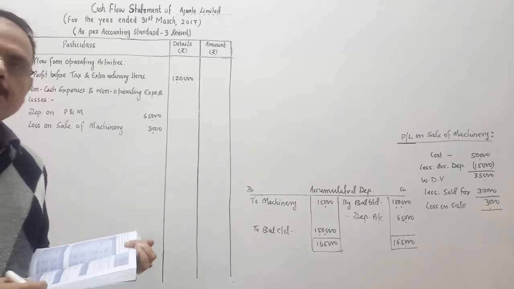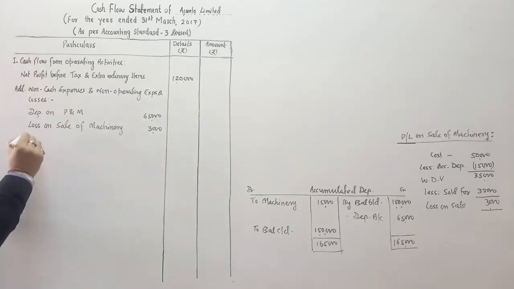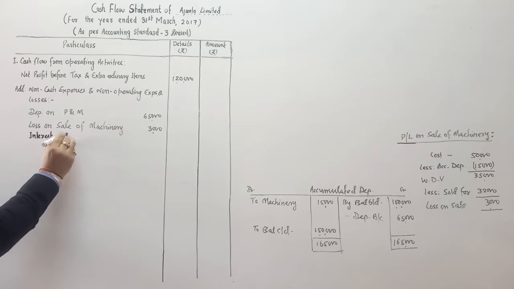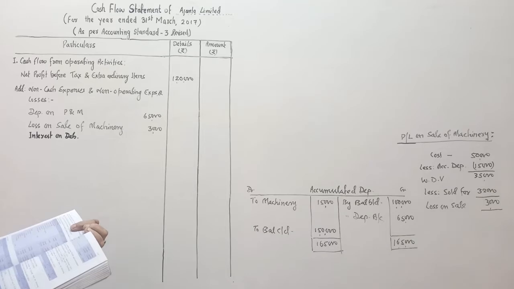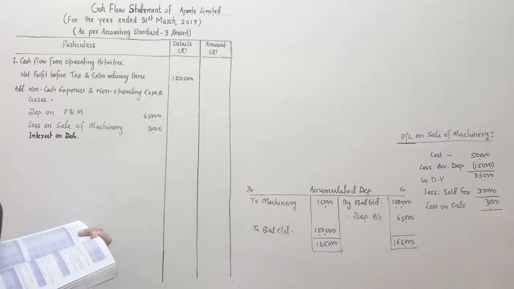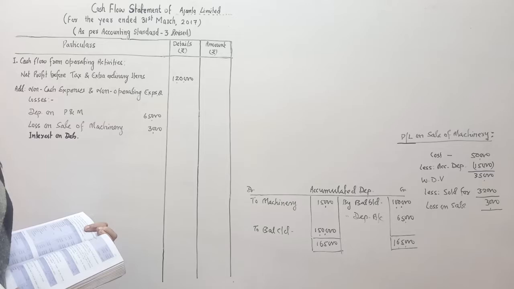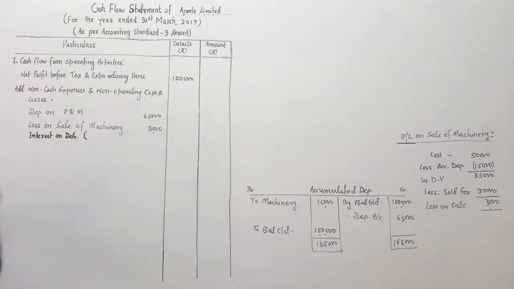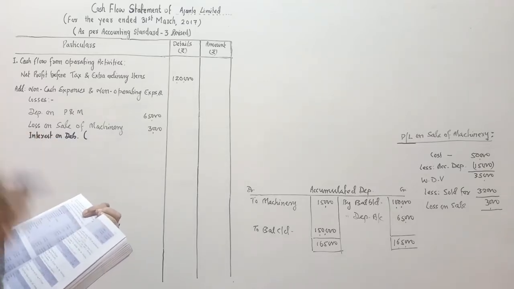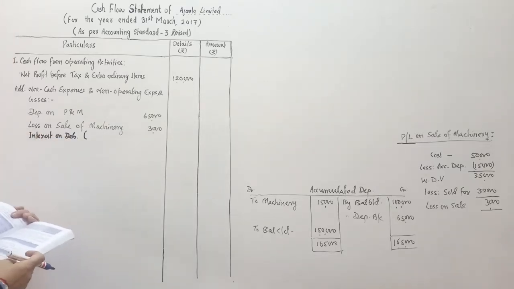Now see the another non-operating expense is interest on debenture. It's a non-operating expense because interest on debenture is a financial activity, it comes under the financial activities. So it's non-operating. So we'll calculate the interest on debenture. Definitely interest on debenture is already deducted while calculating the net profit before tax. So we will add back this figure. So interest on debenture will be calculated.